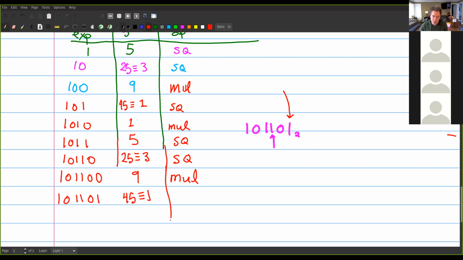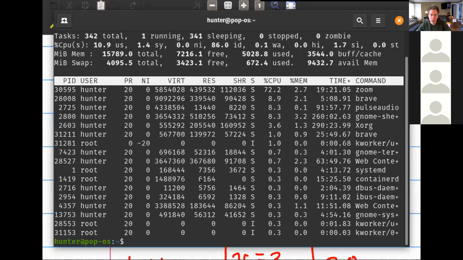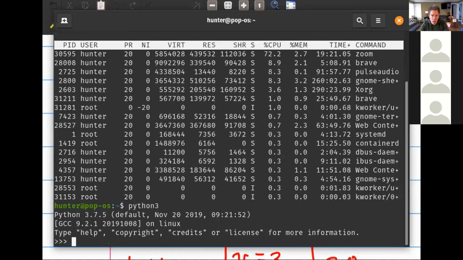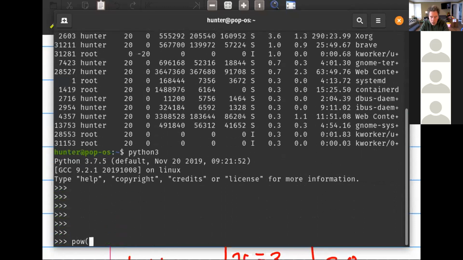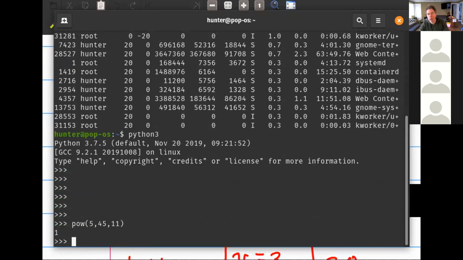Yes, okay. So what we just showed is that 5 to the 45th is congruent to 1 mod 11. And whenever you do this stuff, it's always good to do a check. So let's come here. So we just do power of 5 to the 45 mod 11, and it's 1. Okay, so that's correct.